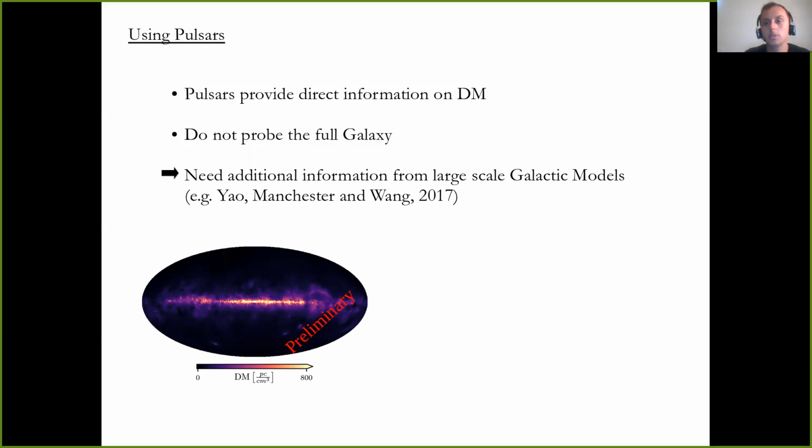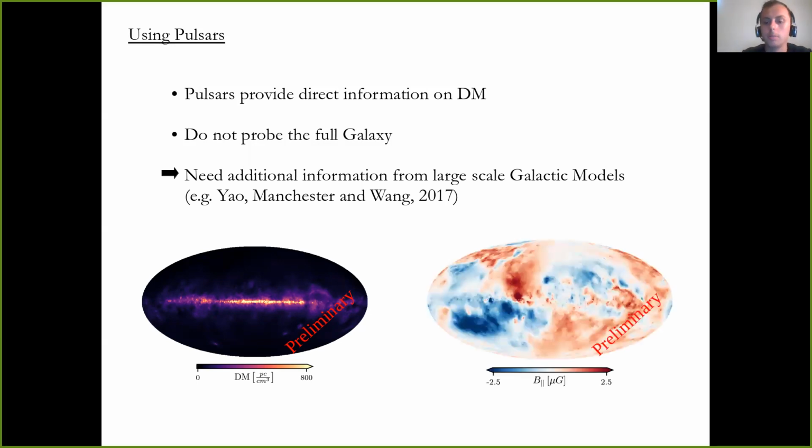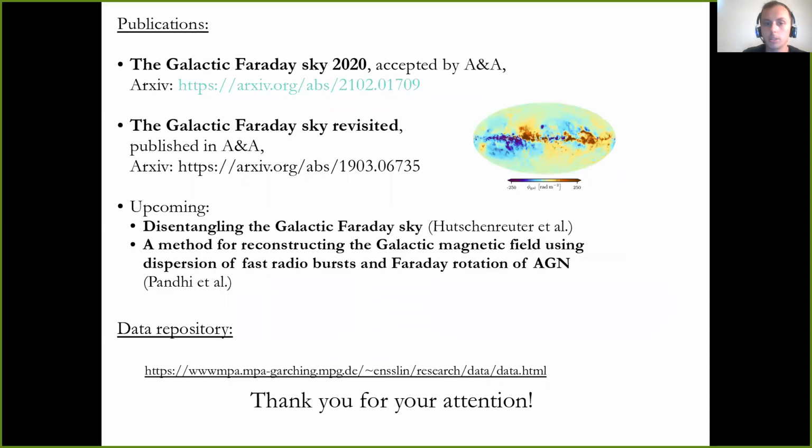And having this and our rotation measure, we can then produce a map of the line of sight average magnetic field. Again, this is preliminary work, and this most likely will still change. But still, I think this is relatively interesting. And so, this is then everything I think I want to say in this talk.